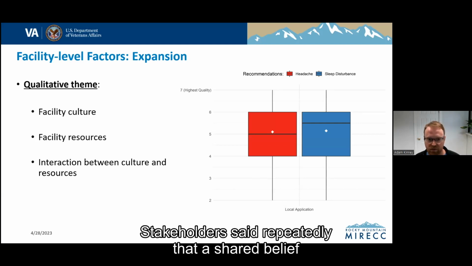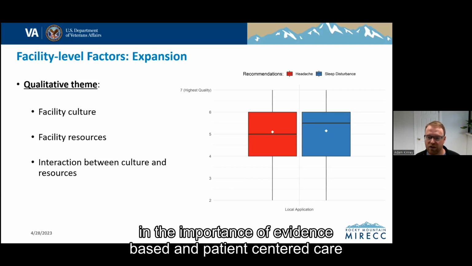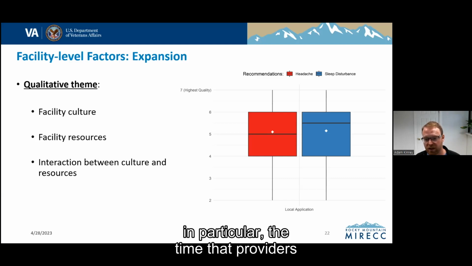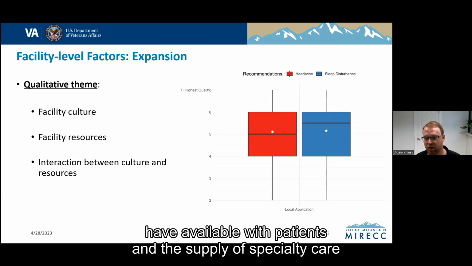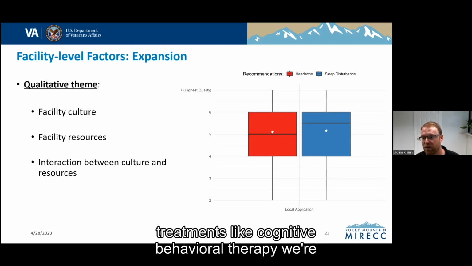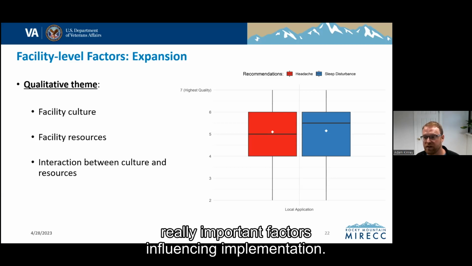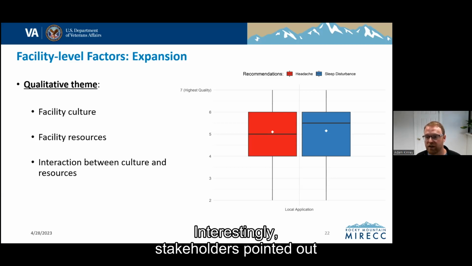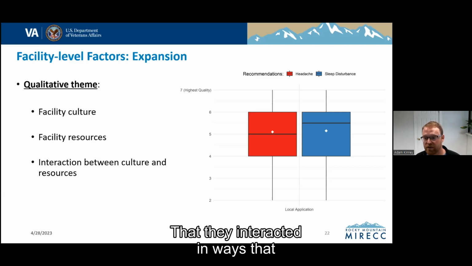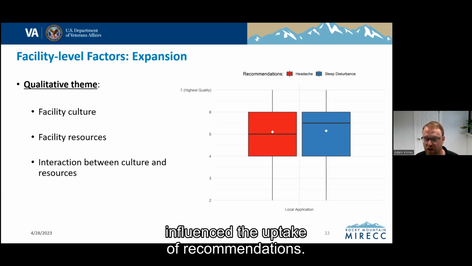Stakeholders said repeatedly that a shared belief in the importance of evidence-based and patient-centered care helped facilitate the implementation of these recommendations. In addition, the resources of the facility, in particular the time that providers have available with patients, and the supply of specialty care providers that deliver certain recommended treatments like cognitive behavioral therapy, were really important factors influencing implementation. Interestingly, stakeholders pointed out that these weren't necessarily mutually exclusive, right? That they interacted in ways that influenced the uptake of recommendations.